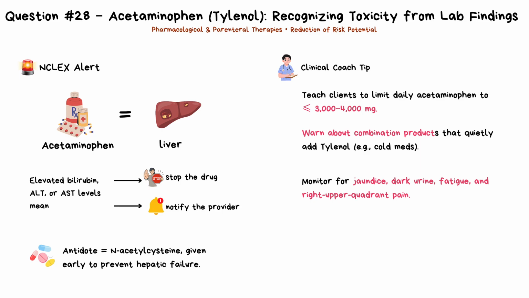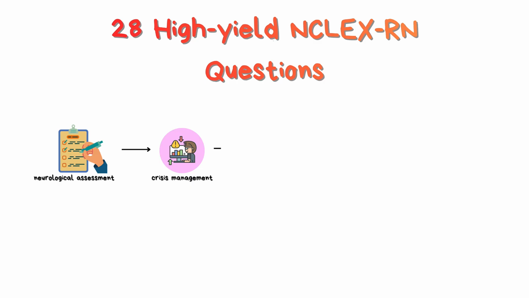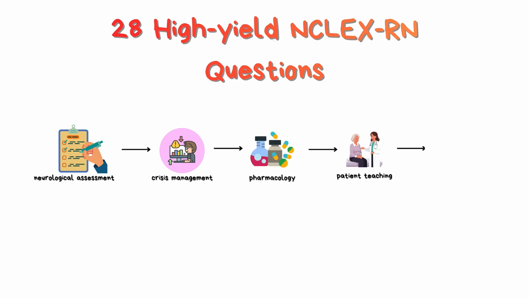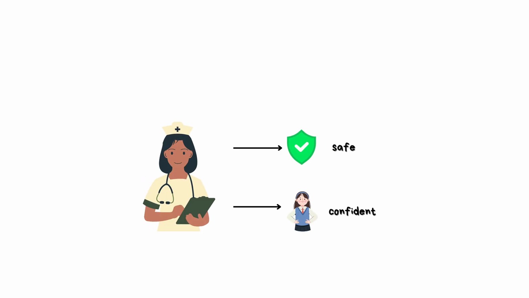Great job! That wraps up question 28 and officially completes your neurological Q&A lecture. You just worked through 28 high-yield NCLEX RN questions, covering everything from neurological assessment and crisis management to pharmacology, patient teaching, and lab interpretation. That's not easy, but neither is nursing. And the fact that you made it here, thinking through every rationale, every clue, every clinical decision, means you're already building the mindset of a safe, confident nurse.